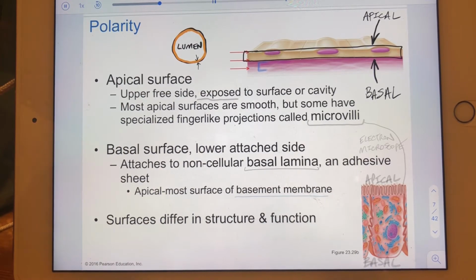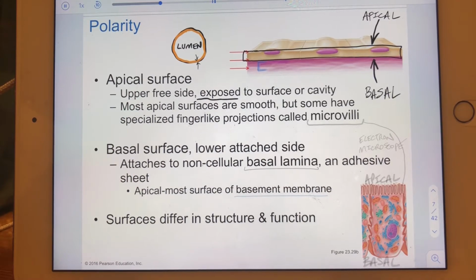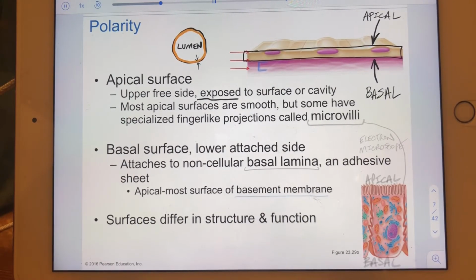That apical surface is most exposed. It's either exposed to a lumen, a cavity, or a surface, or maybe even a coelom, okay? Most apical surfaces are really, really smooth, but some are folded. And those folds may be expressed as microvilli. And in fact, in this image at the bottom of the same slide, this is apical surface. This is basal surface.